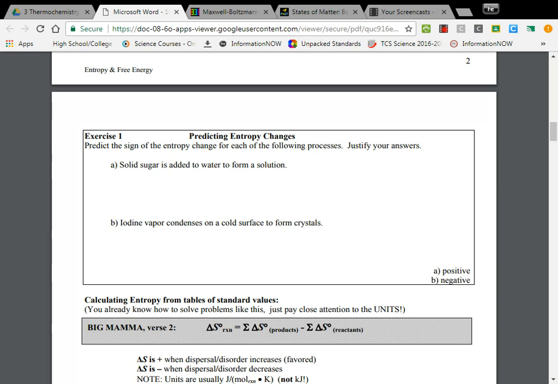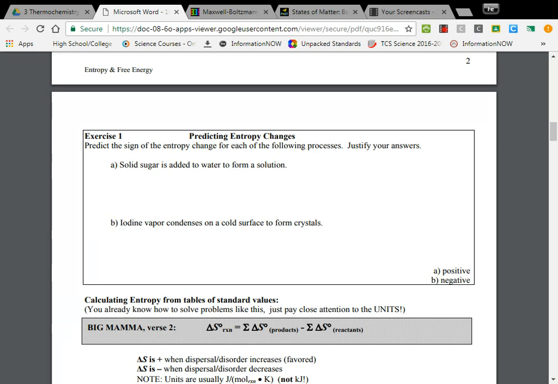Solid sugar, so we have a solid, is being added to water to form a solution. When I put that solid into solution, I now have aqueous things. And when it's aqueous, these things are just floating around. They're now mobile ions, and we have a greater dispersal of that matter. So, because of that, we have a positive delta S.